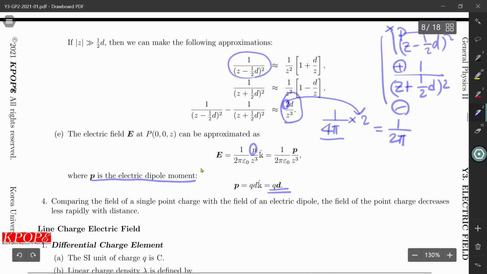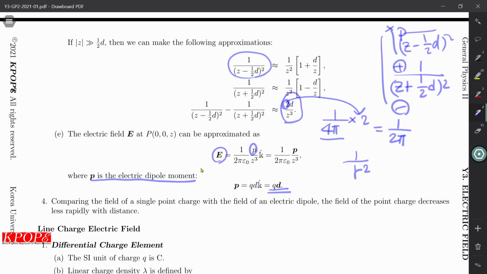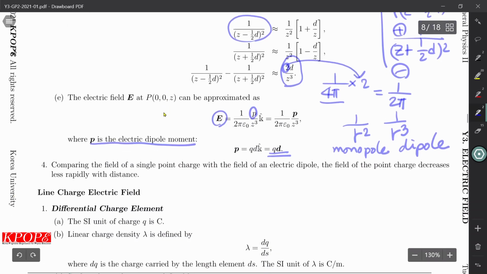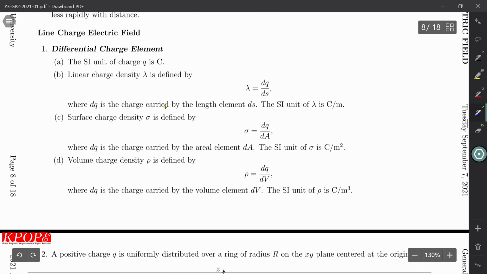Anyway, the electric field due to an electric dipole decays faster than that of a monopole. The electric field due to a monopole decays by 1 over r squared, but the electric field due to a dipole decays by 1 over r cubed. That's the big difference between the monopole and dipole.